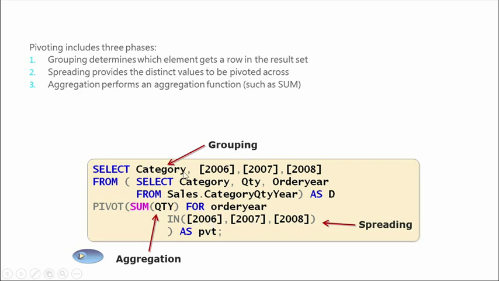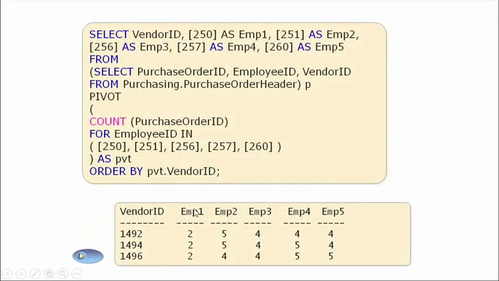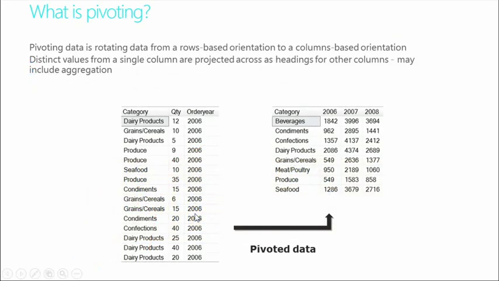So the grouping is the category, as you can see here. The aggregation is the sum of quantity that we've seen. And the spreading is, how do we want to separate this out? 2006, 7, 8, or by year. And then we give it a name, PVT, so that way we can see that. So when we've done that, let me actually go back so you can see what it looks like here.